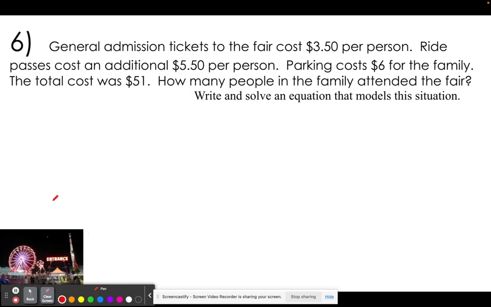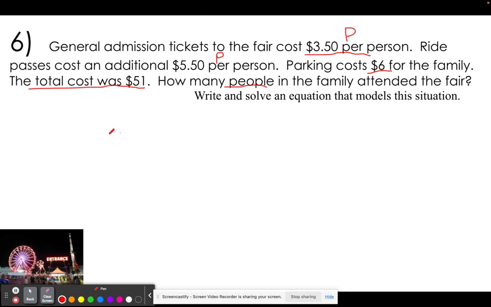Let's try a couple word problems. General admission tickets for the fair are $3.50 per person. Notice we're solving for how many people. That's usually a clue. When you see the word per, that's where you're going to get a variable. Ride passes cost an additional $5.50 per person. There's my variable again, because I'm assuming we're going to have the same number of people getting the admission and ride pass. Parking is $6 for the family, so we only need that once. I'm assuming we're all riding together. My total cost was $51. We got a lot of keywords in there.